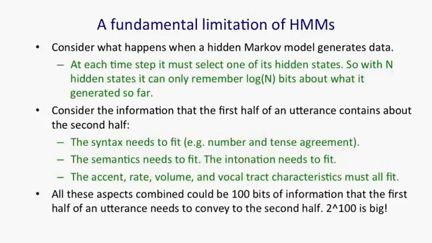Now the problem is that all of those aspects could easily come to 100 bits of information. So the first half of the sentence needs to convey 100 bits of information to the second half, and that means the hidden Markov model needs 2 to the 100 states, and that's just too many.